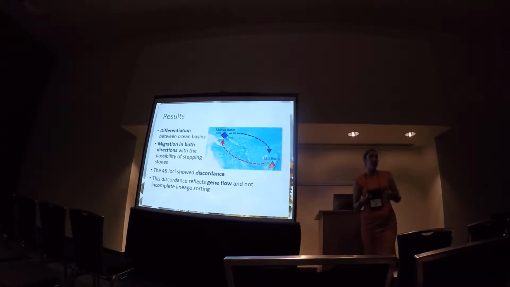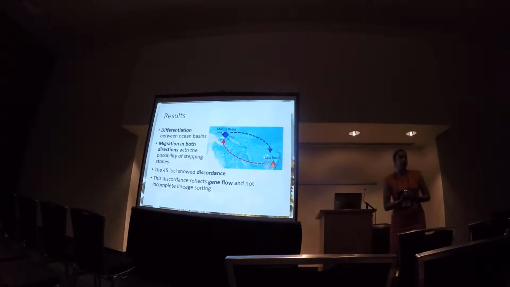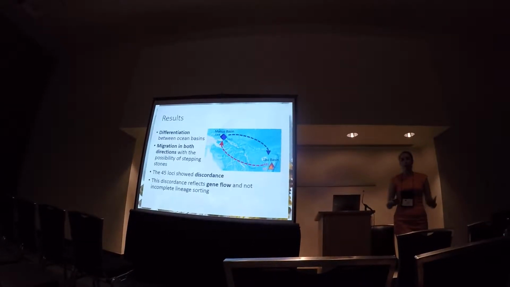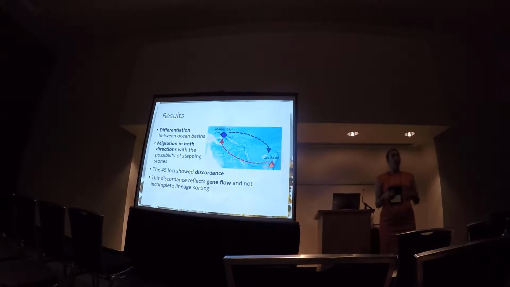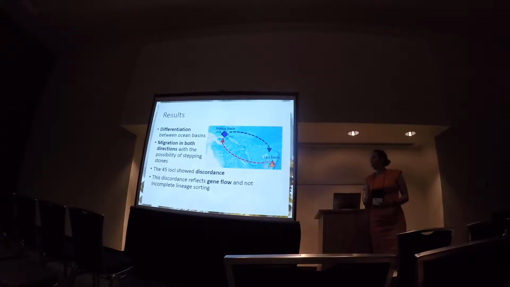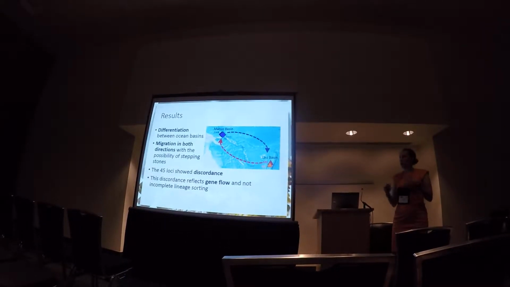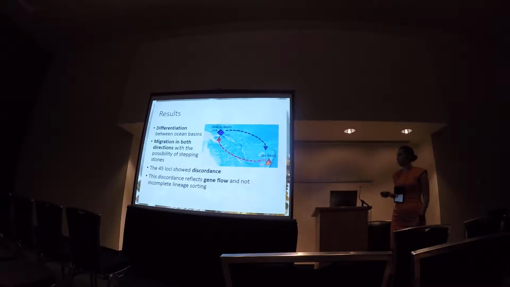More interestingly, we saw different signals across all the different loci. So like you were saying, there's lots of different loci that you can look at, and they actually don't all say the same thing. But that's not necessarily a bad thing. What we think we're seeing is the effects of gene flow impacting different loci throughout the genome.